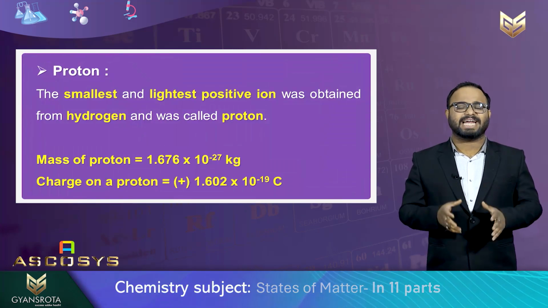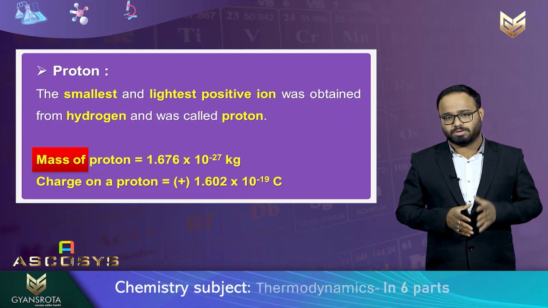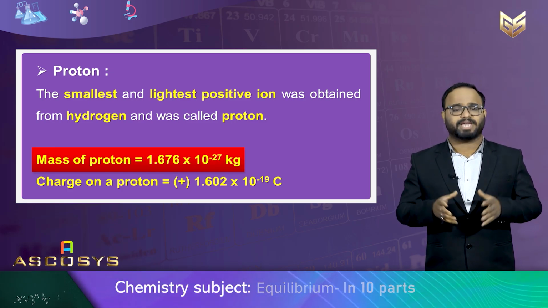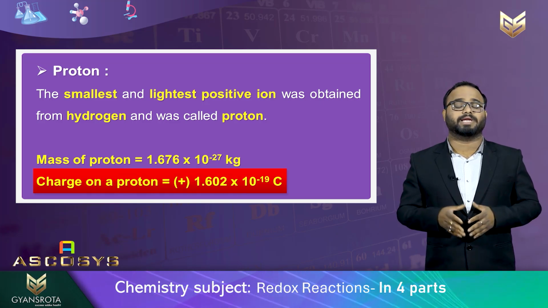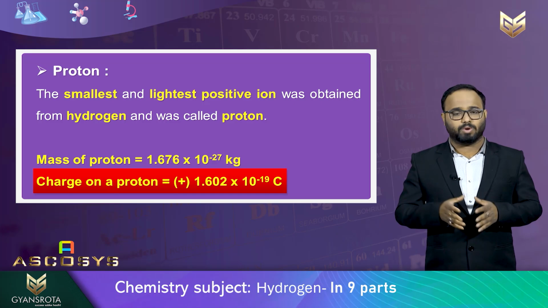Next we have the proton. The smallest and lightest positive ion, obtained from hydrogen, was called the proton. Its mass was 1.67 times 10 to the power minus 27 kg, and its charge was approximately 1.602 times 10 to the power minus 19 coulomb.